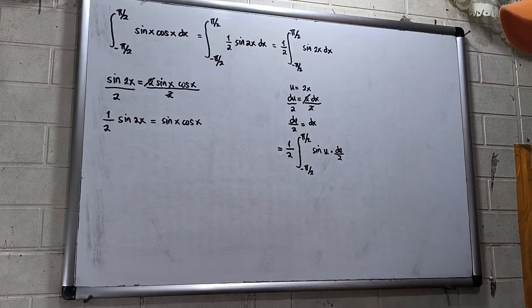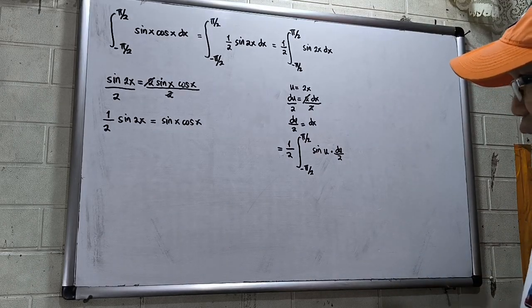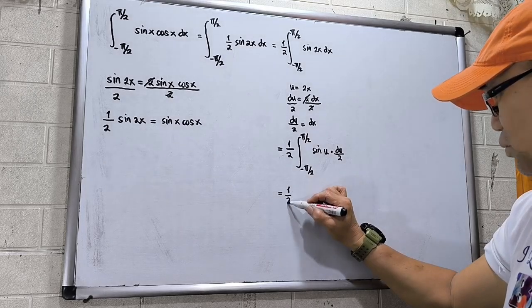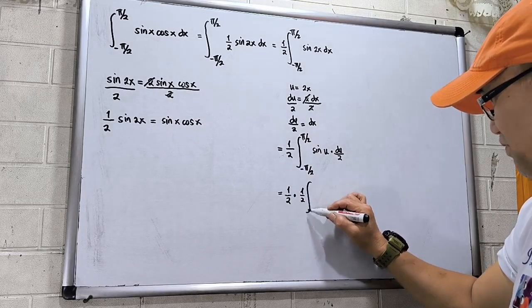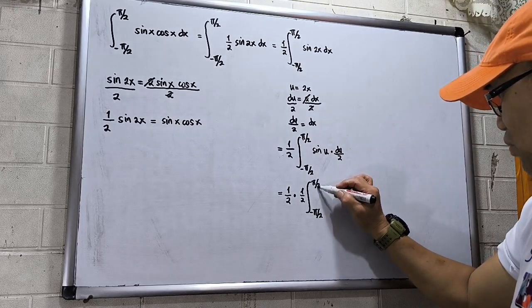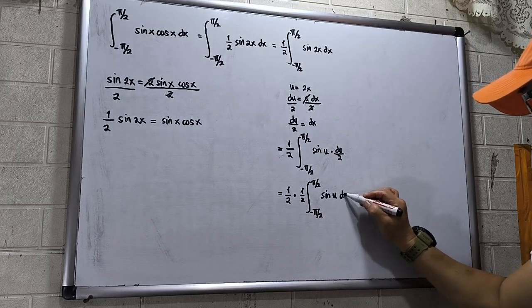Again, we have a constant, which is 1 over 2, so I need to isolate it from the integrand and place it outside. So this will be 1 over 2 times 1 over 2 times the integral from negative pi over 2 to positive pi over 2 of sine u du.